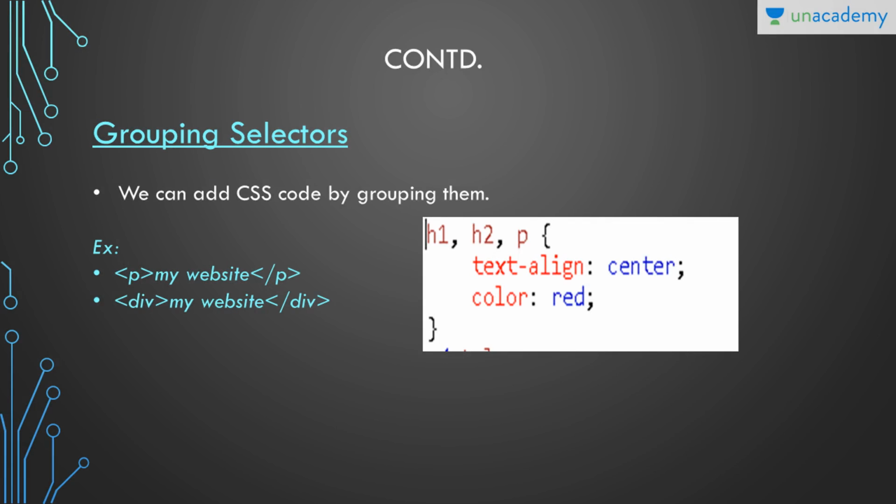And the last is the grouping selector. Okay, so the grouping selector is used to select more than one element at a time and apply the CSS code to them. So here I have H1, I have H2, and I have paragraph, all 3 elements, and I have applied a code to them.